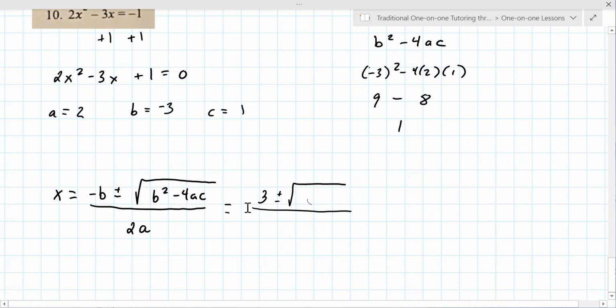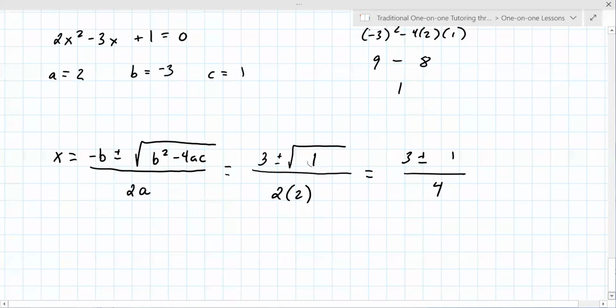Oh, wait a minute. Hold on. 9 and 8. Okay, it's 1. That's why we do all this work on the right, so you can just put one number there. 2 times 2 there. What is the square root of 1? The square root of 1 is 1.